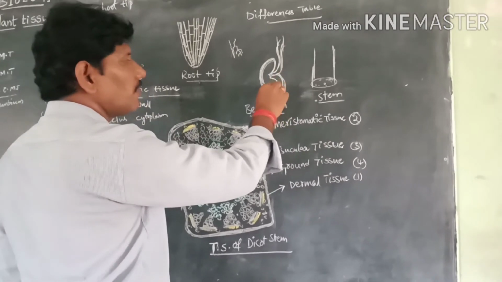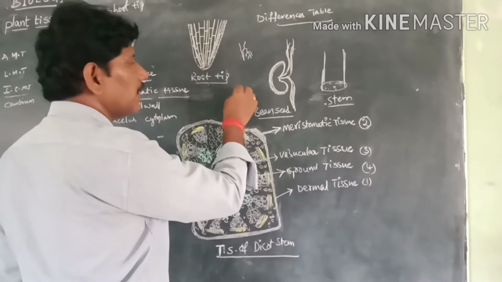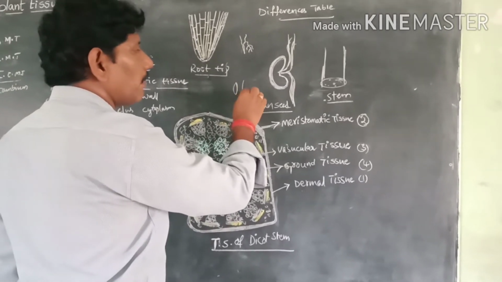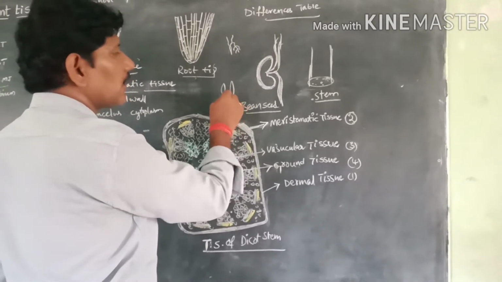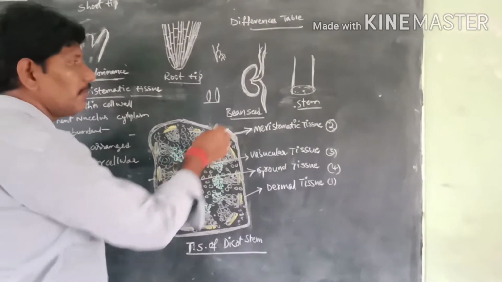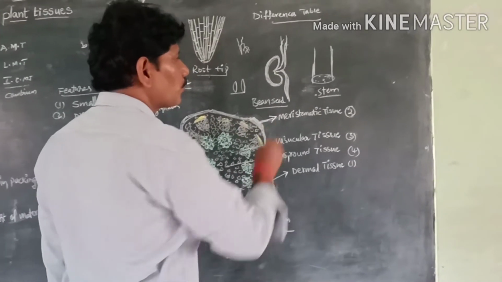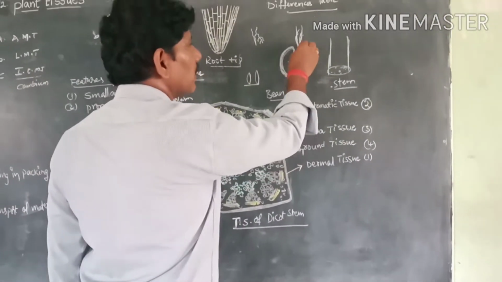monocotyledons and some of them are dicotyledons. For example, this is paddy or maize or wheat. These are called monocotyledons. Whereas beans or pulses are called dicotyledons. So this is a root tip. This is called a shoot tip.